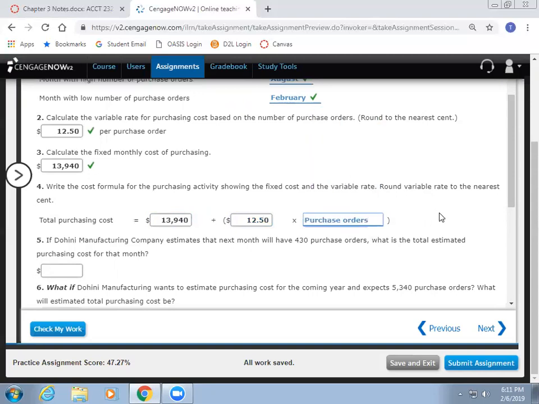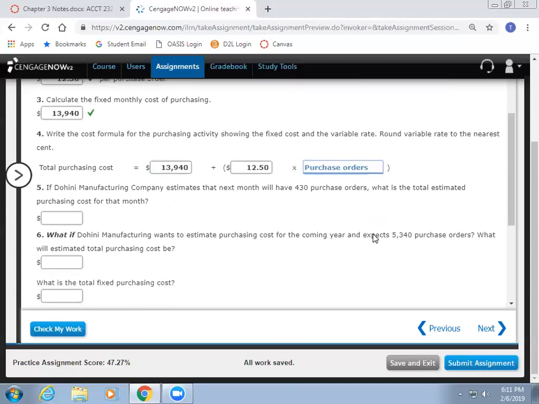Okay. So we have our fixed cost, which we solved for, $13,940, plus variable cost per unit of $12.50, which we solved for, times purchase orders. So now, no matter what level of production we're at in a month, we can calculate our total variable costs. We know our fixed costs, and we can calculate total costs. Okay. So on number 5, it says, what if next month we process 430 purchase orders? What will be my total estimated purchasing costs for that month?